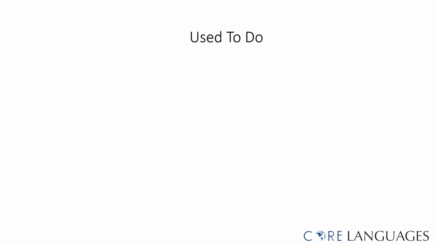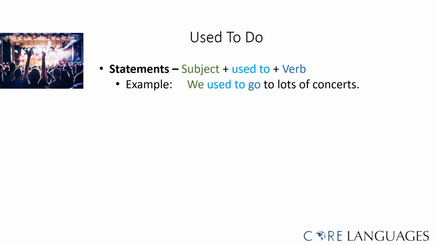When forming sentences with used to do, we need to pay attention to the word order. For example, when we make statements, the word order is subject, used to, and the verb. For example, we used to go to lots of concerts. We is the subject, go is the verb, and the construction used to indicates that going to lots of concerts was a repeated action.